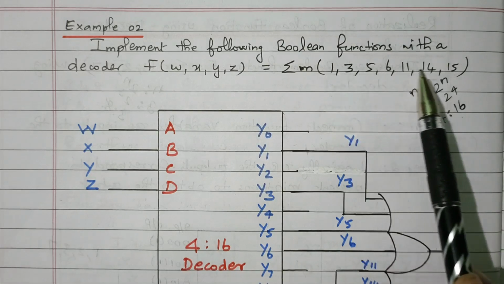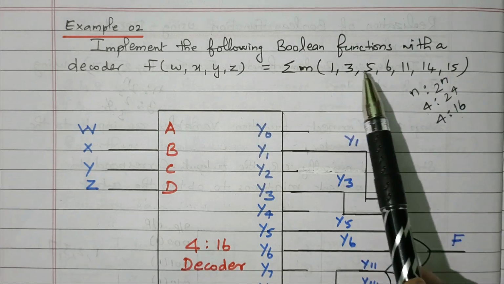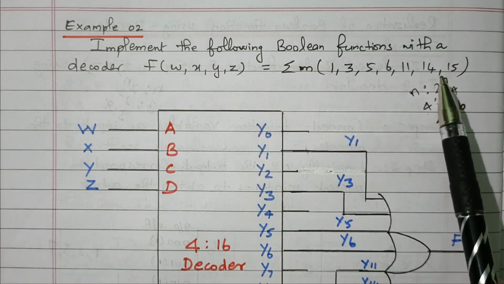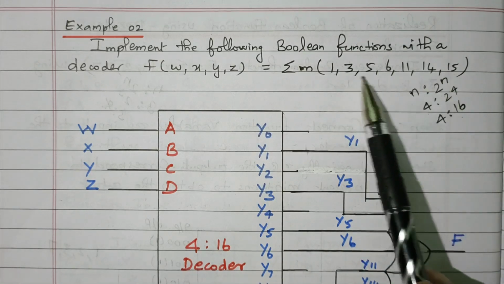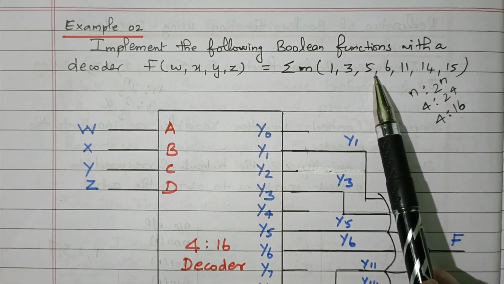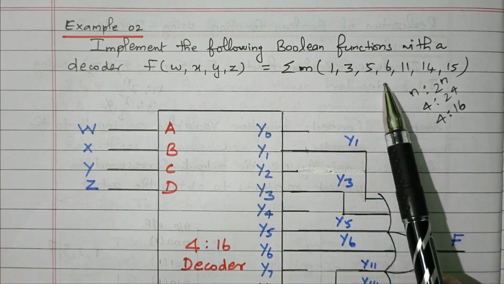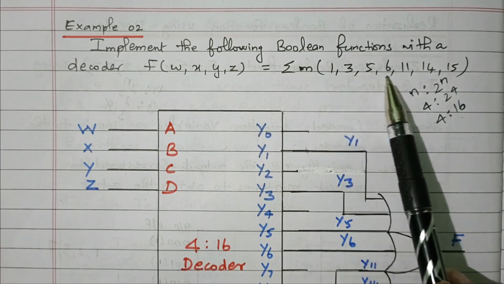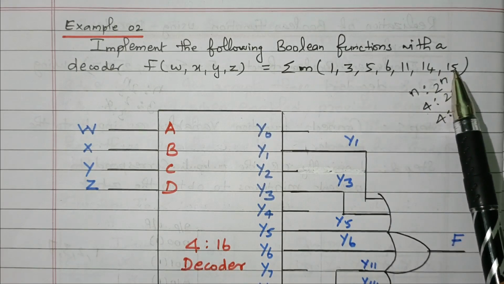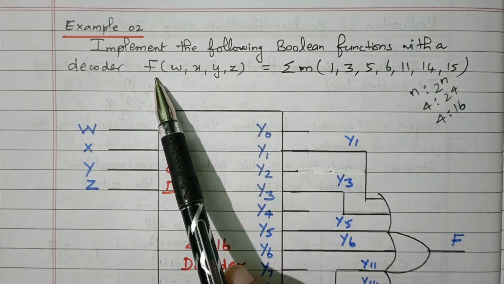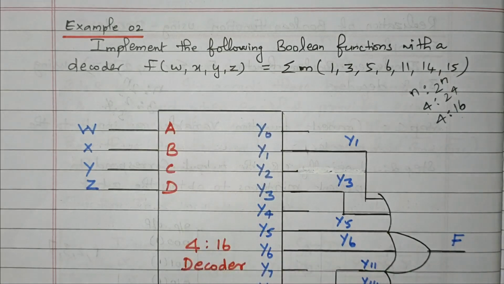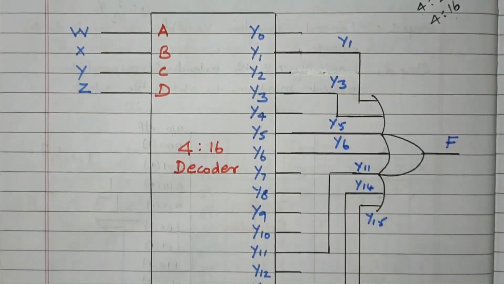We need to connect the required outputs. Only 1, 3, 5, 6, 11, 14 and 15 can be connected. This is the sum of minterms, so we need one OR gate. All these outputs are connected to the OR gate, so that OR gate will add all these required minterms and give the final Boolean function f. Now we'll see the logic diagram.